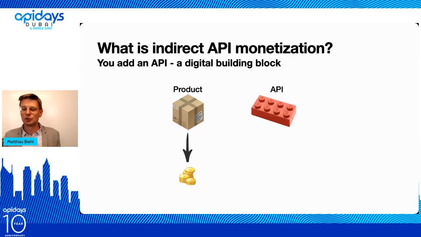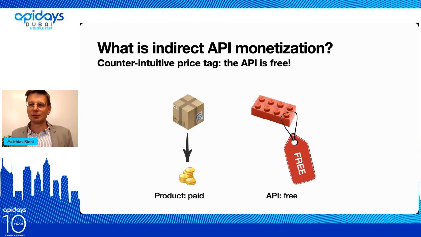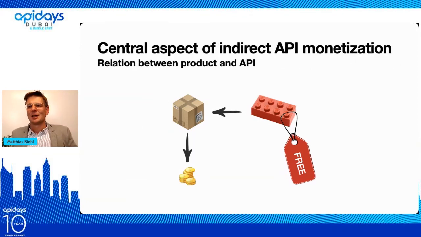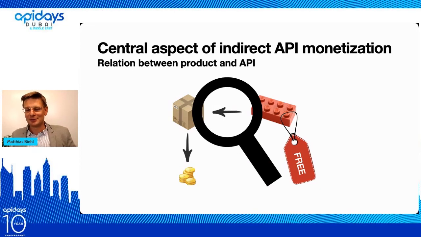Now, with indirect monetization, you put an API, which could be a premium API, next to this product. But the interesting thing, and that can be counterintuitive, is that this API is not directly monetized. It is for free. So why would you do that? You do that because the API helps you sell the main product, the main FX or account product. And there are several ways the API can help you sell the main product and therefore monetize the API. All right, so let's look at a couple of examples for how an API can help you monetize.